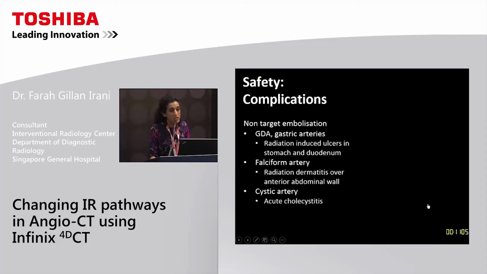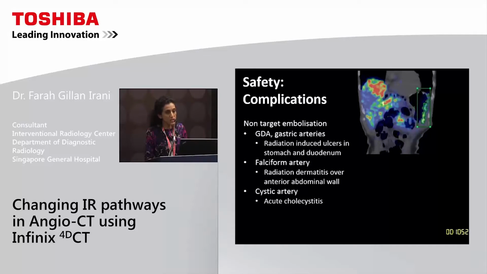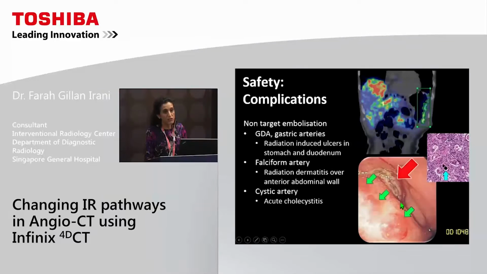So now we come to what is the safety of Y90. If you're going to use Y90, you can get non-target embolization. You need to coil the GDA, the gastric arteries, the falciform arteries, and the cystic arteries. You need to protect the gastric arteries, because with Y90, if it does go into the gastric artery, you can get very bad gastric ulcers, which are very difficult to treat.